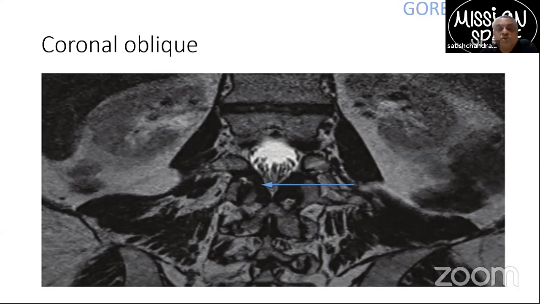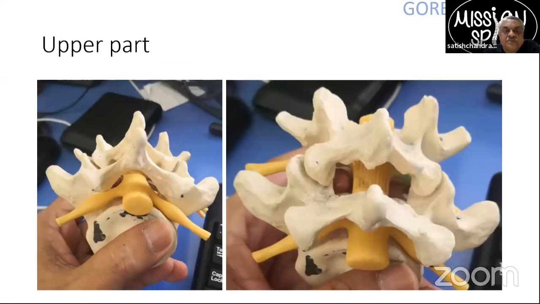Most of the people ignore this part of ligamentum flavum, which actually is forming the roof of the upper part of the foramen. Again, I will repeat, it is a part of ligamentum flavum which is here, or you can say which is here, which is coming from the midline towards the upper pedicle, and it forms the roof of the upper foramen.